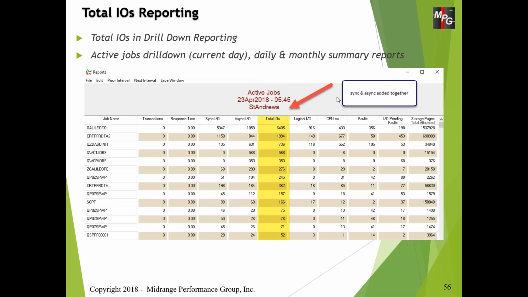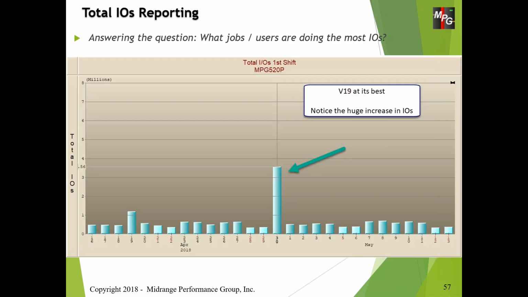Some folks just want to know, gosh, did IOs increase? And they don't care about the granularity of sync IO and async IO. So we simply added them together and added them in drill down reporting all over the place. And I'll give you a great version 19 at its best story.